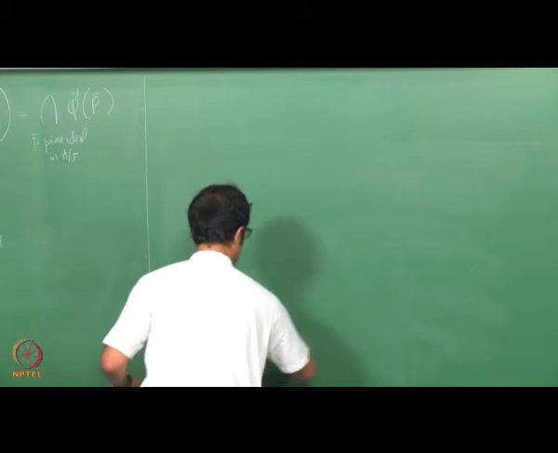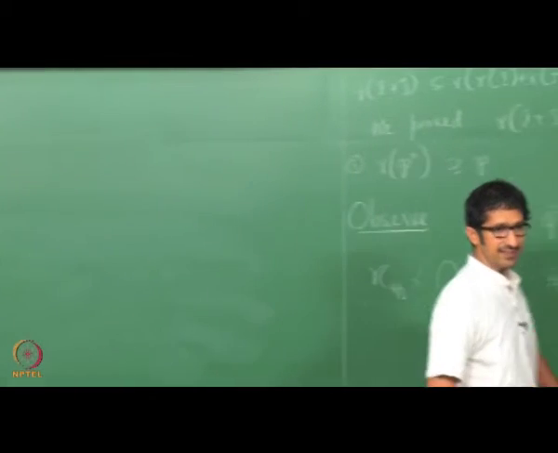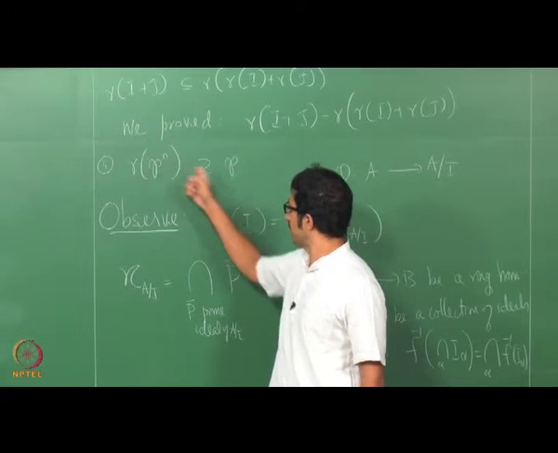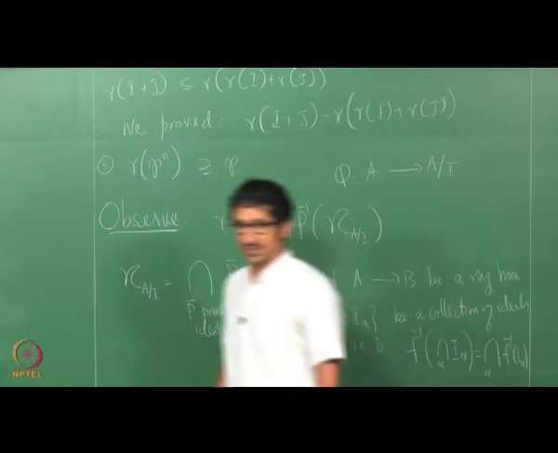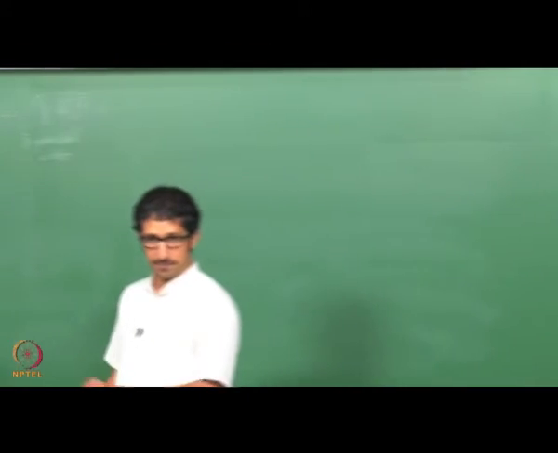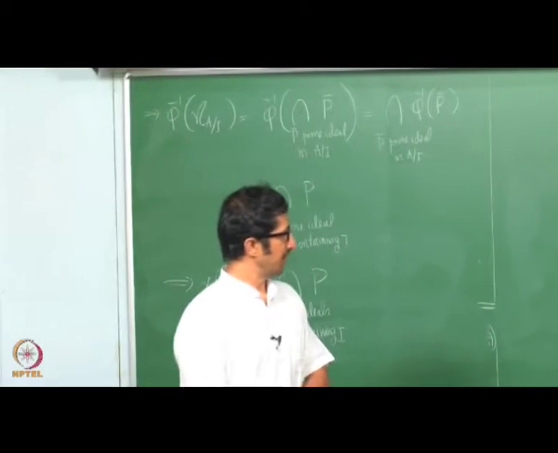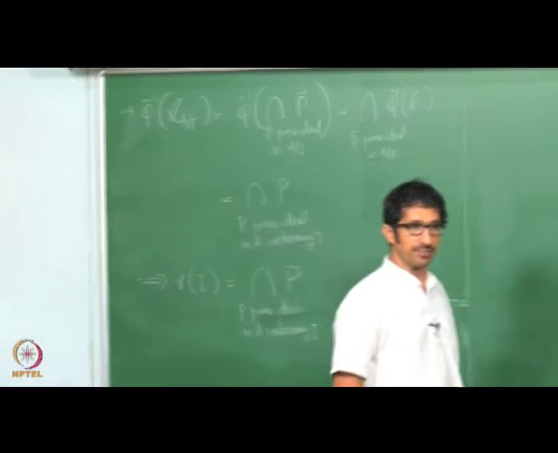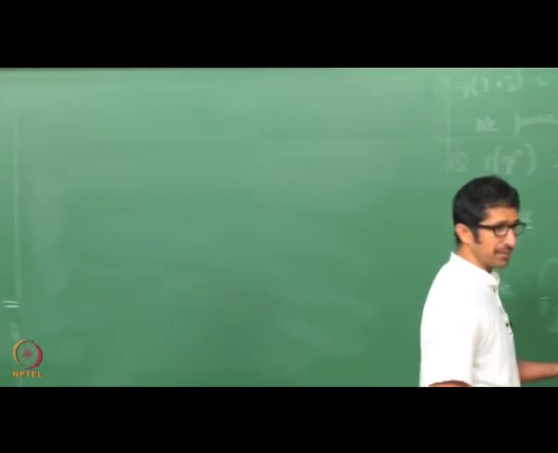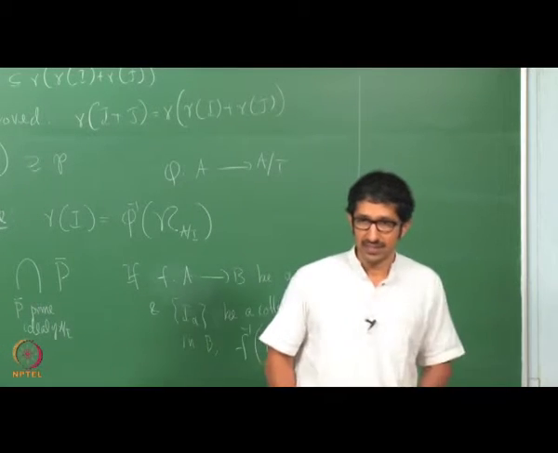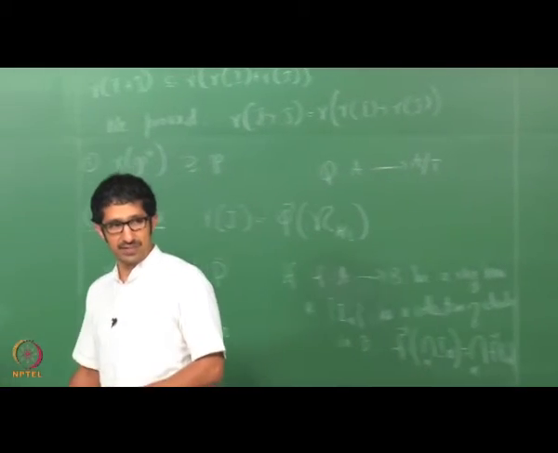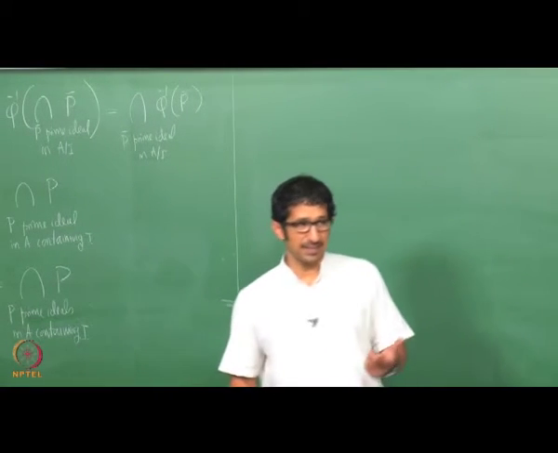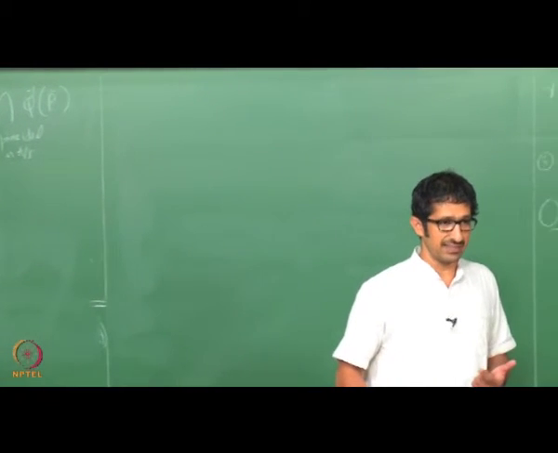So now let us get back to this property. Radical of p power n contains p. Now, by this property, what is radical of p power n? It is the intersection of all prime ideals containing p power n. Can you think of some prime ideal containing p power n? P, right? P is a prime ideal containing p power n.